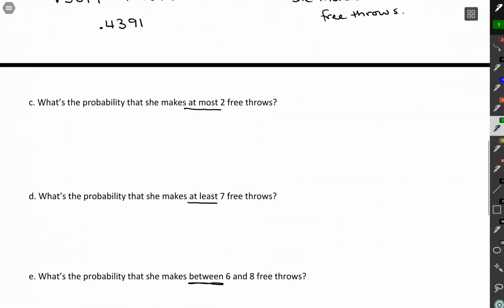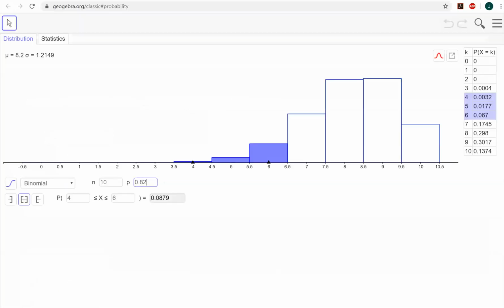So what's the probability that she makes at most 2? So what we want here is, again, that's giving us our most value. So we want to stop at 2 and have everything below. So this is the same thing as less than or equal to 2. So the button that we want to use here that we're seeing on Geogebra looks like this. It's going to stop on this right-hand side and then take everything to the left. So this is like a left-sided probability. And then we want this area that we're taking to end at 2. So let's jump over to Geogebra.